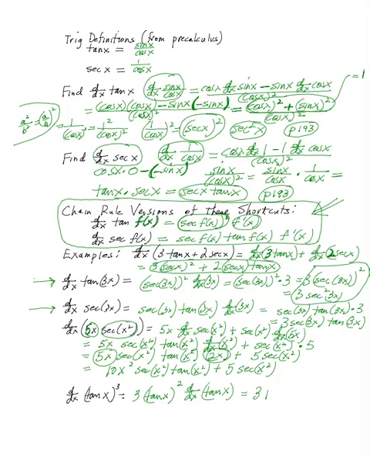So I get 3 tangent x quantity squared. The derivative of tangent x is secant x quantity squared. I could write the answer like this. Either one is just fine.